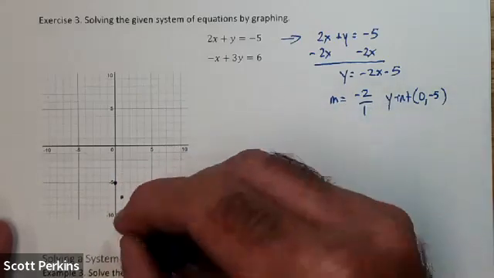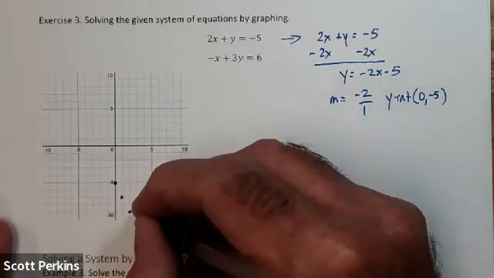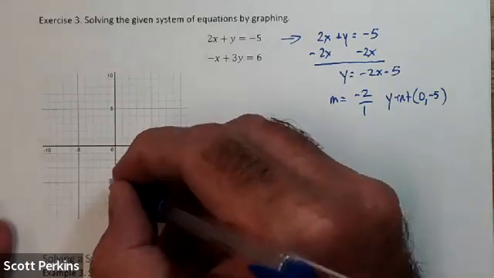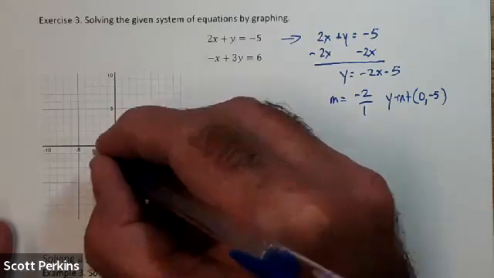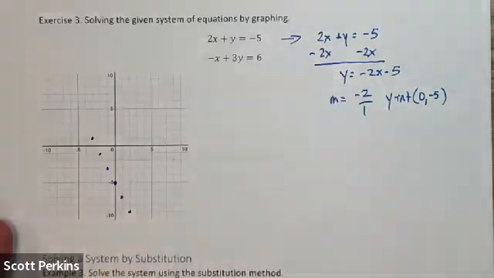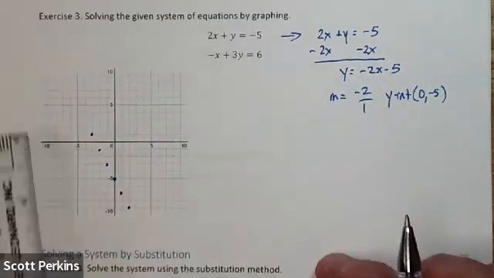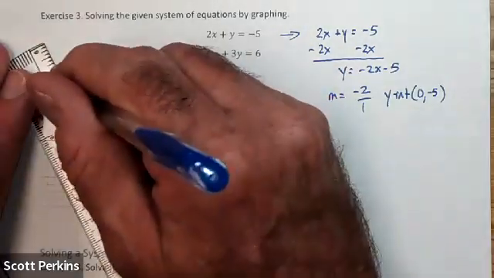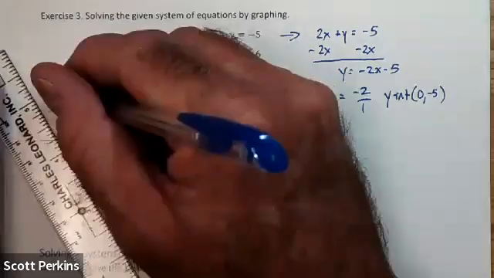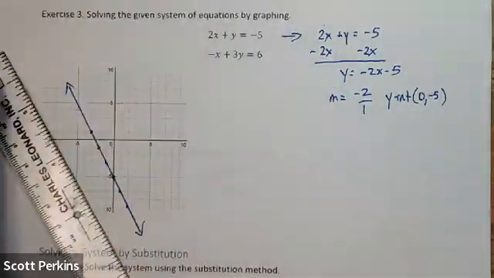I like a couple more points. So instead of going down and right, I'm going to go up and left. So here we go, up and back, and then up and back one more time. So there are my points. I'm going to connect the dots, and that's the first line graphed. There it is.